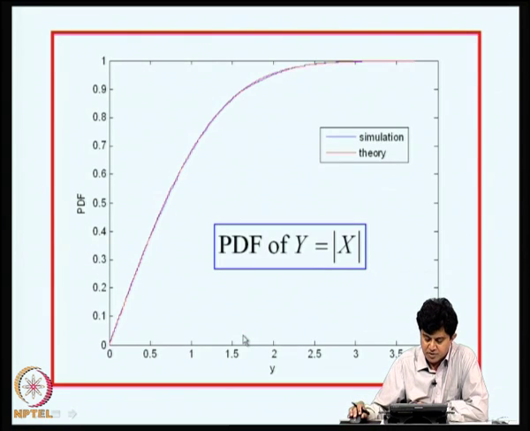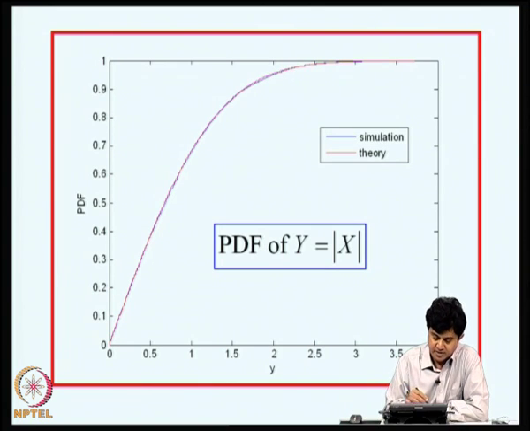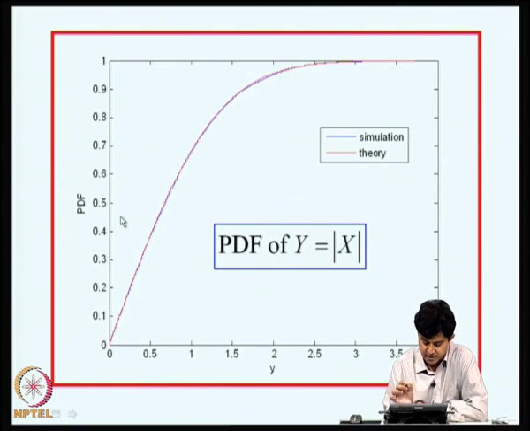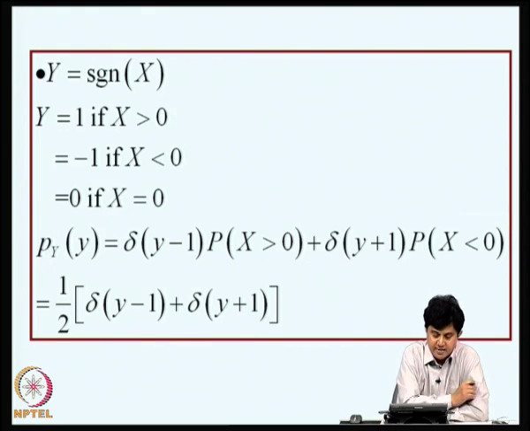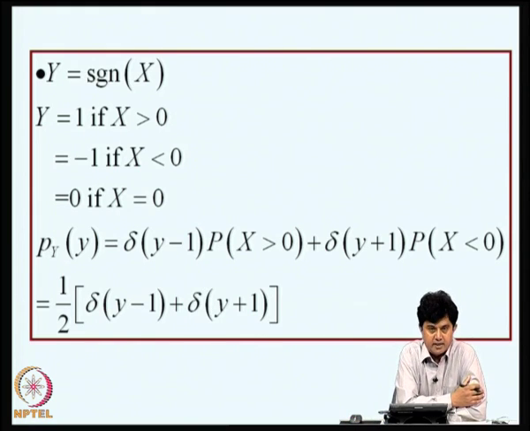So, the probability distribution function of mod x is shown here. Just for verification, a simulation was also performed with 10,000 samples. The blue line is the simulation and the red line is the theoretical result. Now, how about y is equal to signum of x?